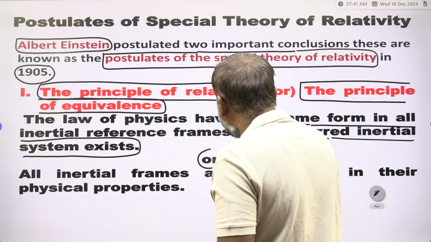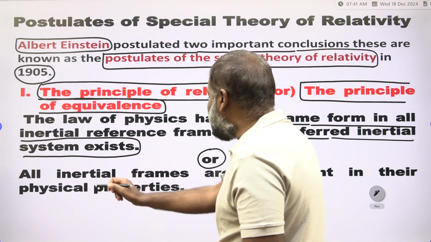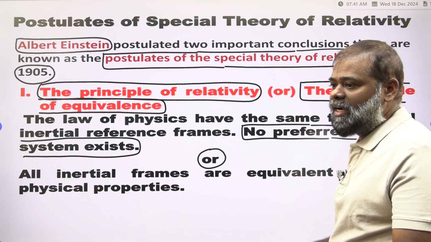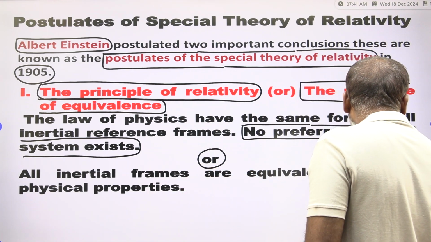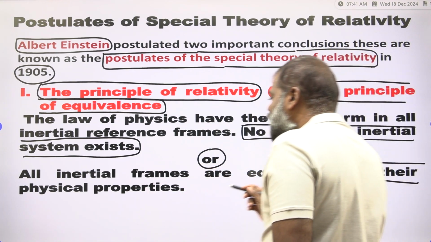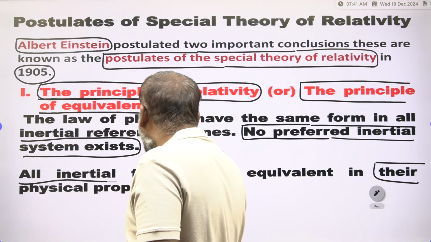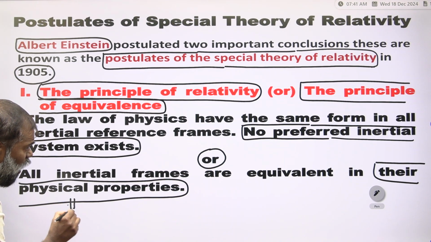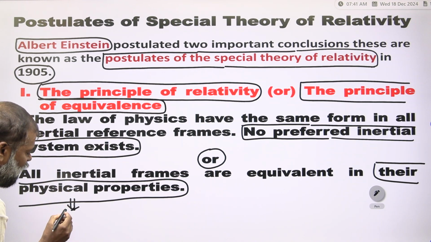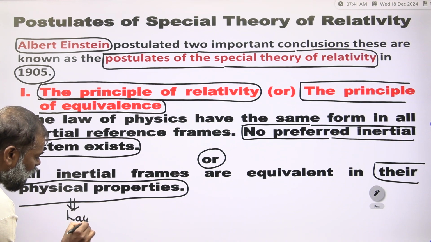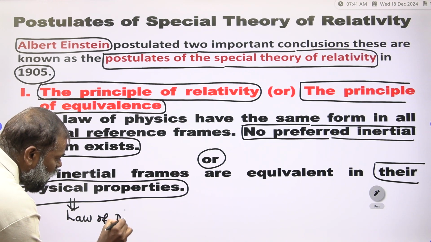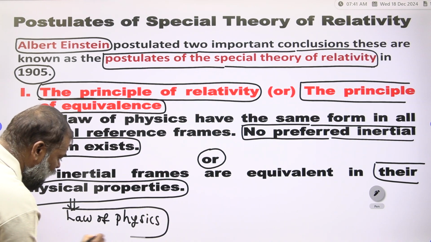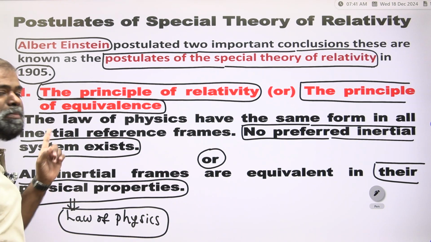One more variety of the definition: all inertial frames are equivalent in their physical properties. Physical properties here means the laws of physics only. All inertial frames are equivalent; this we call the laws of physics only. Clear? So two varieties of the statement are given.